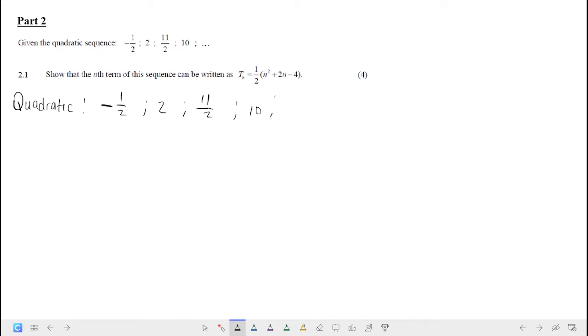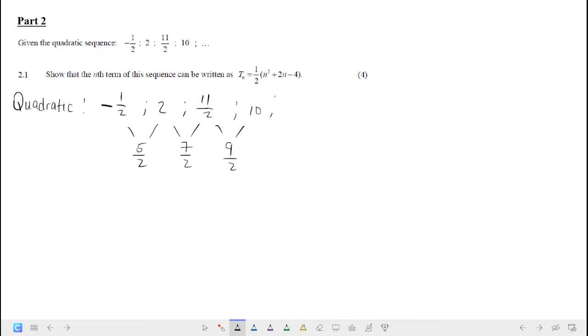Now here, what do we know about the quadratic sequence? We know that it has first differences, so let's calculate those first. That's going to be 2 minus half, which will give us 5 over 2, and then 11 over 2 minus 2 is going to give us 7 over 2, and then 9 over 2, which we get by taking 10 and subtracting 11 over 2. Now we have found the first differences.